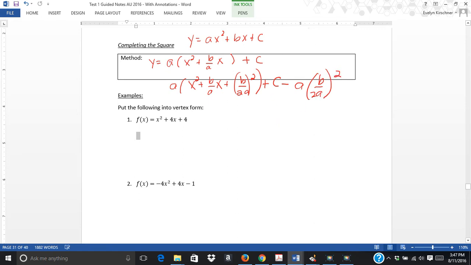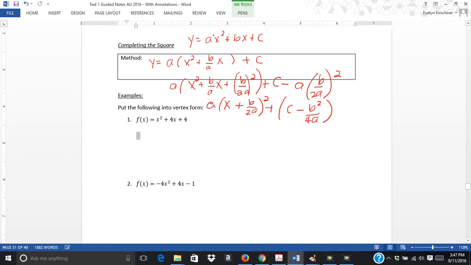And then I can put it into vertex form because this becomes a times x plus b over 2a, whole quantity squared, and then I have this c minus b squared over 4a if I multiply that through. That's kind of complicated. What you really want to know is you want to take half of the b.